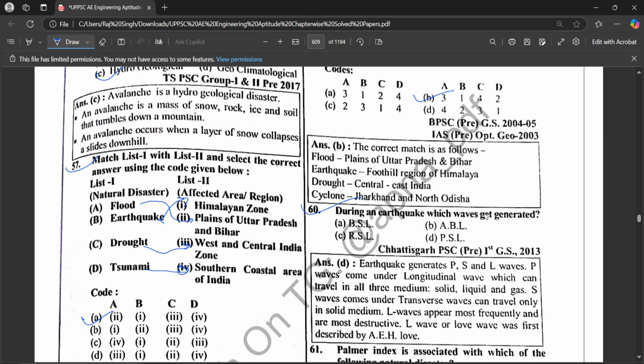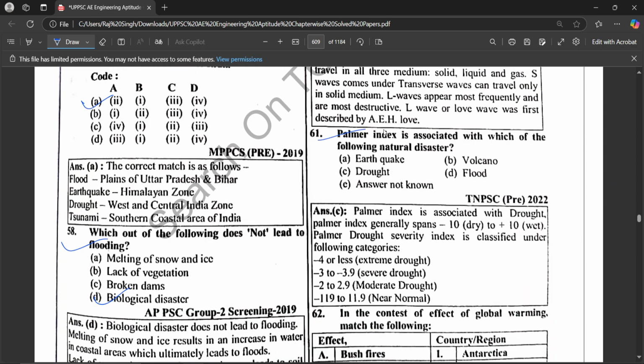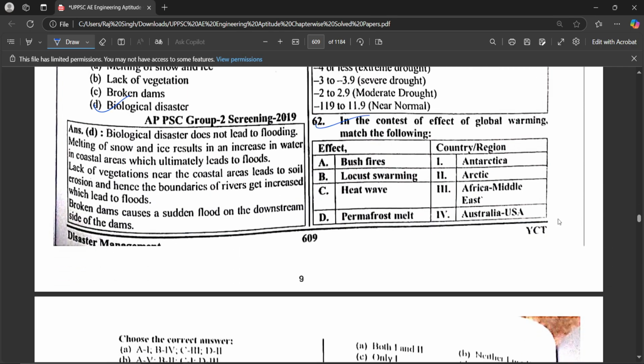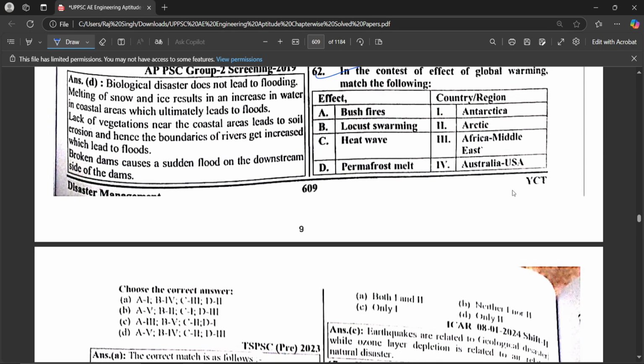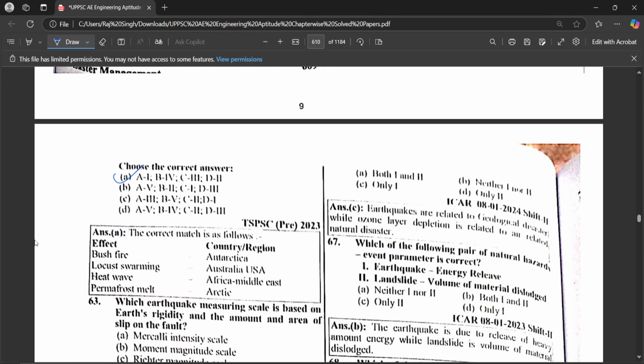During an earthquake, which waves are generated? P and S waves. The Palmer index is associated with which natural disaster? Drought. Match the effects of global warming: bushfire: Australia, locust swarming: Africa and Middle East, heat wave: USA, permafrost melt: Arctic. Hence A is the correct option.